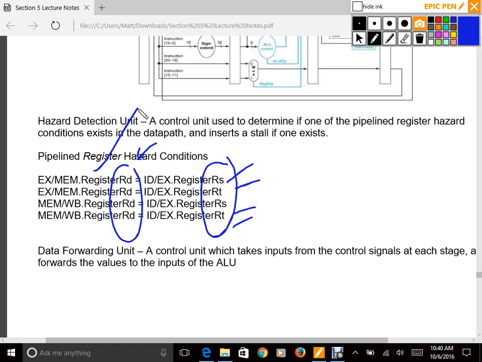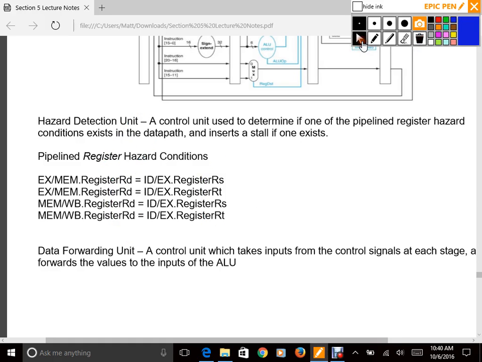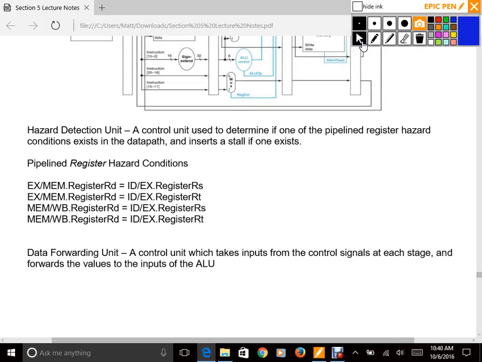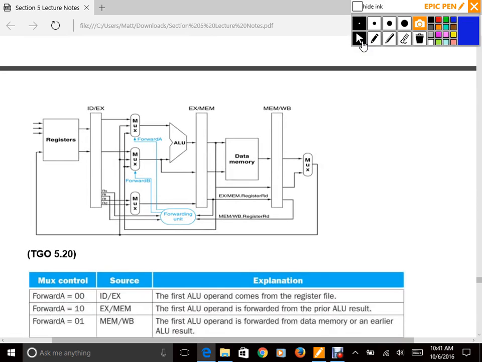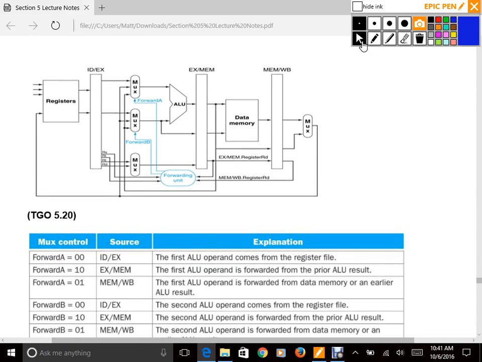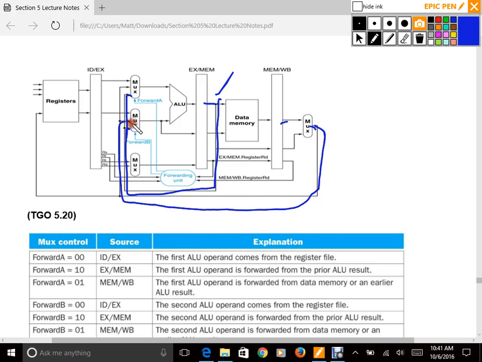That makes sense? The data forwarding unit is a control unit that takes all these values in, controls them, and then forwards the values to the data path. So here's what's actually done. The values from the ALU are physically available, data memory physically available, right? So again, I've answered your question twice, but now with the official drawing. This comes back and goes to both multiplexers. Same thing comes from data memory, goes to both multiplexers.